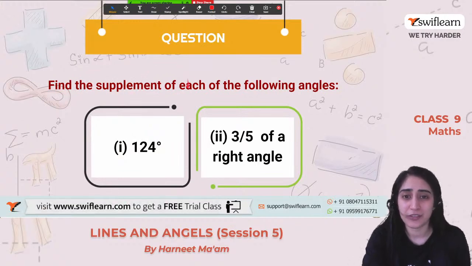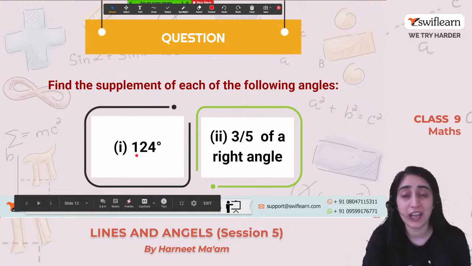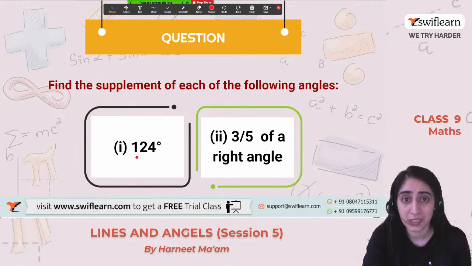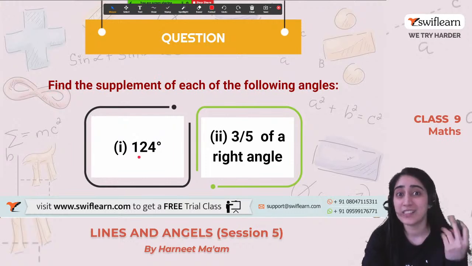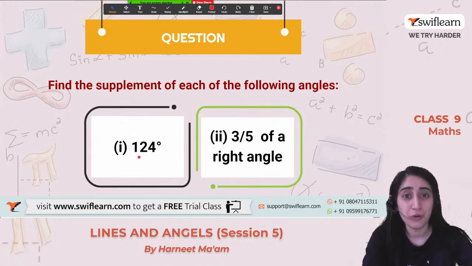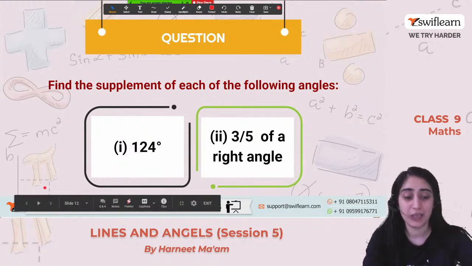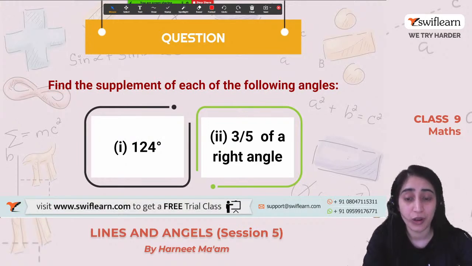Okay, moving on to question number 2. Find the supplement of each of the following angles. So we have to find the supplement of this angle. The angle given to us is 124. What will be its supplement? Supplementary angles are those whose sum is equal to 180 degrees. So if the sum is 180 degrees and an angle is given to you, what is the required angle? We'll subtract it from 180 degrees.